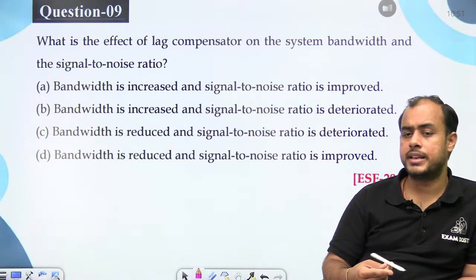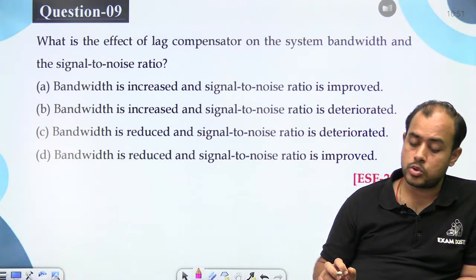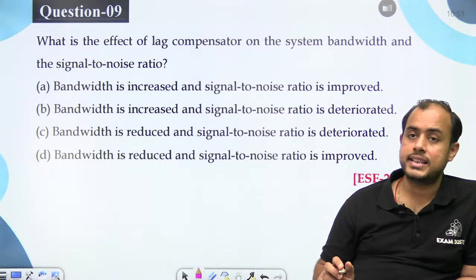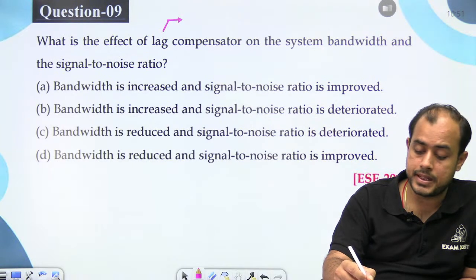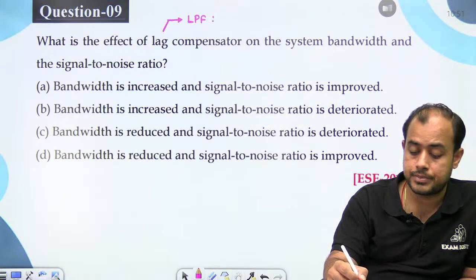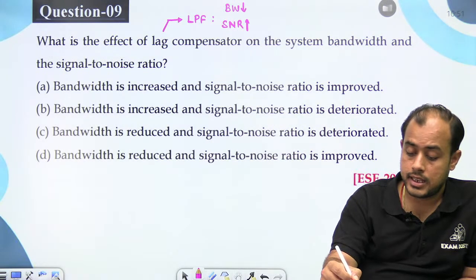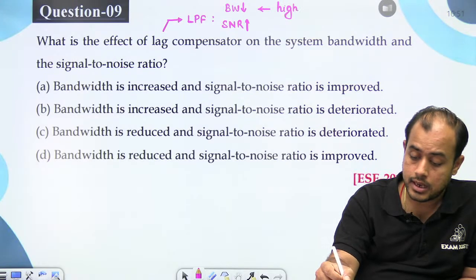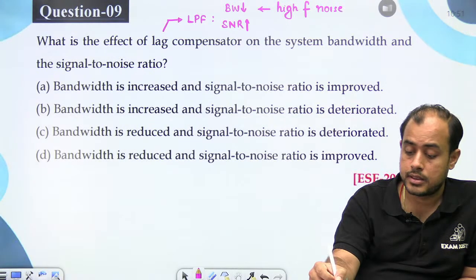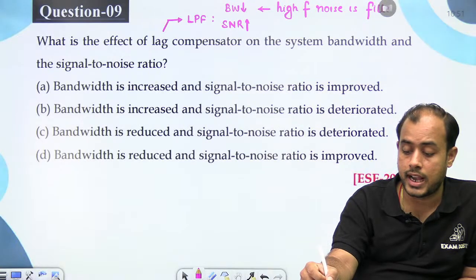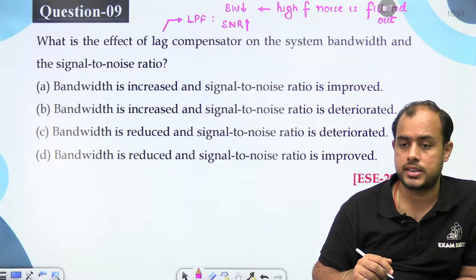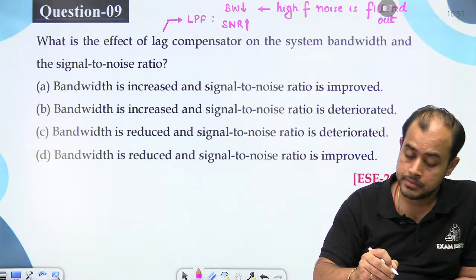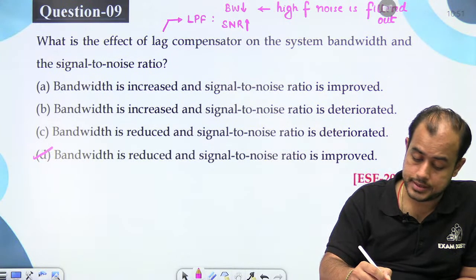ESE 2012, lag compensator on system bandwidth and SNR. Lag compensator is basically low pass filter. So bandwidth reduces and SNR increases. Why? If bandwidth reduces, high frequency noise is filtered out. ये जो high frequency noise है, ये filter out हो जाती है. It cannot reach the output. So answer will be D.